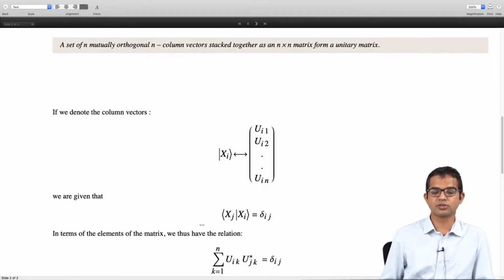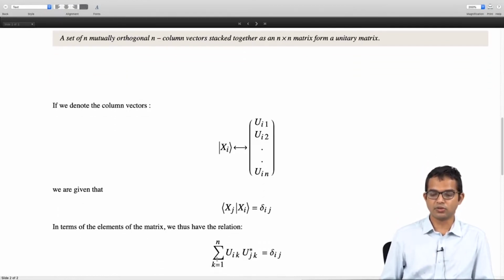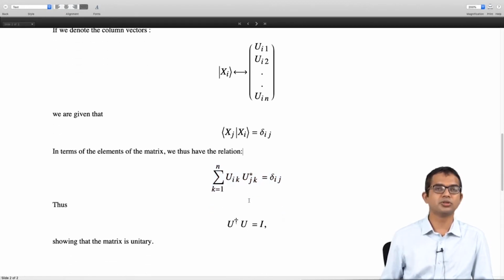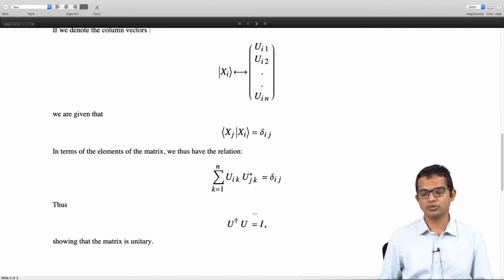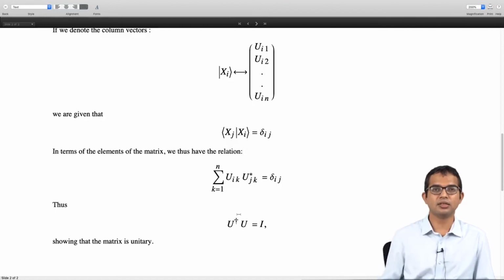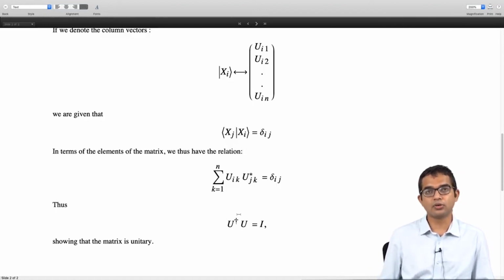Now in terms of the elements of this matrix, you can expand this and write it out: summation over k, u_ik u_jk star, right? The star comes because you have taken the bra vector, so you have to do this complex conjugation, and then this is equal to delta_ij. But this is the same as the condition for a unitary matrix. So U dagger U is equal to I, showing that it's a unitary matrix, right? So U dagger U equal to I means U dagger is the inverse, and that's where the constraint between the row vectors also appears automatically. It clicks together in some jigsaw puzzle fashion.